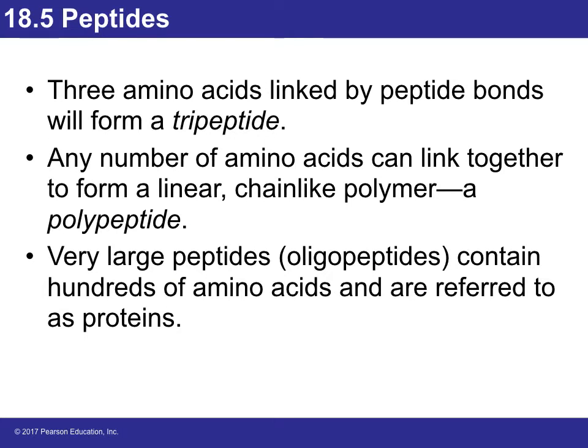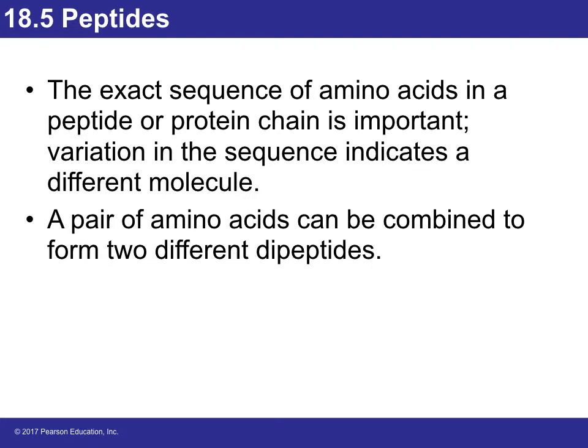Three amino acids linked together by peptide bonds make a tripeptide. When you have many of them, like a polymer, we call those a polypeptide, and a very large peptide with hundreds of amino acids, we call a protein. So the exact sequence of amino acids in a peptide or protein chain is very important, and any variation of that sequence will make a different molecule.